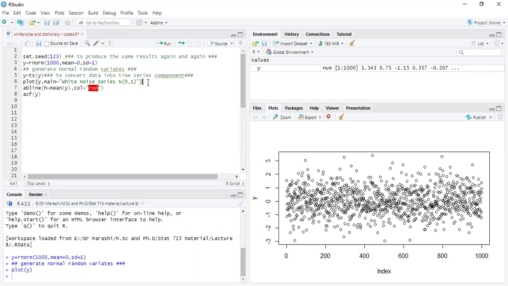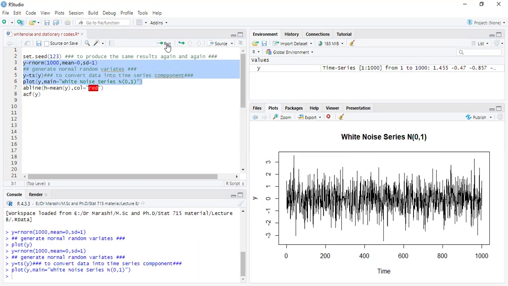Let's plot this thing without set seed. Let's see what we have. Yeah, you see now, this is a white noise series with mean equals zero and standard deviation equals one. Where is the mean? Here, zero. This is the series.